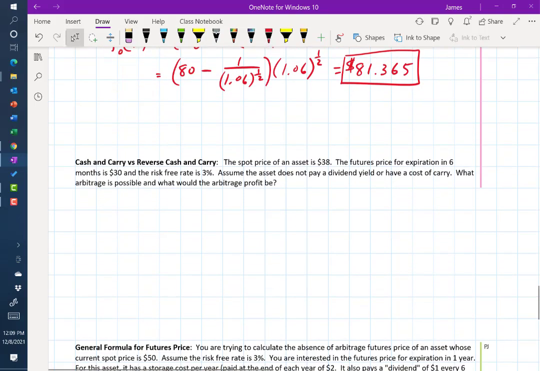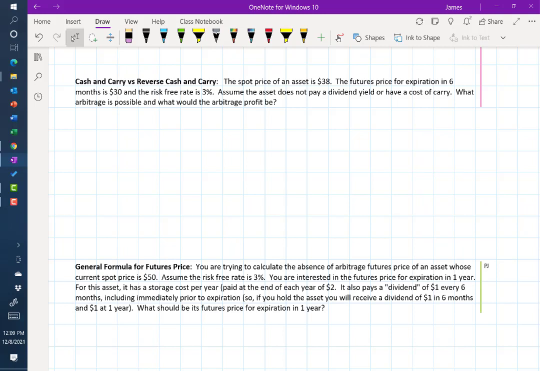All right, let's move on to the next problem. The next problem is about the arbitrage strategies. So cash and carry versus reverse cash and carry. So the spot price of an asset is $38. The futures price for expiration in 6 months is $30, and the risk-free rate is 3%. Assume the asset does not pay a dividend yield or have a cost of carry. What arbitrage is possible, and what would the arbitrage profit be? So here you need to be able to determine what kind of arbitrage, cash and carry or reverse cash and carry, and then what would be the profit of this.